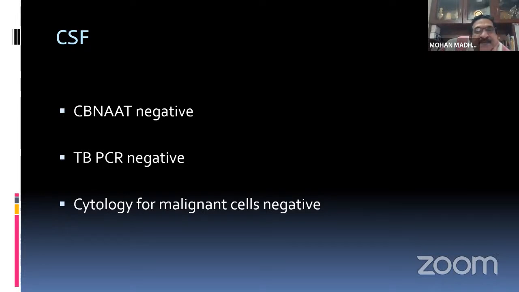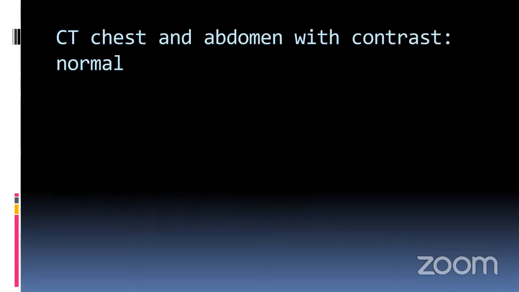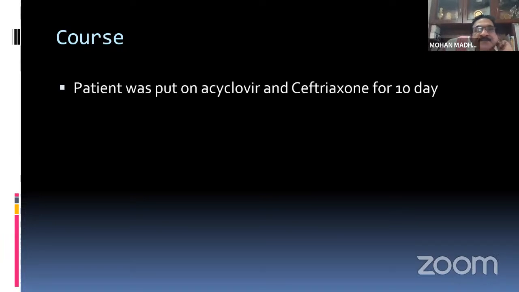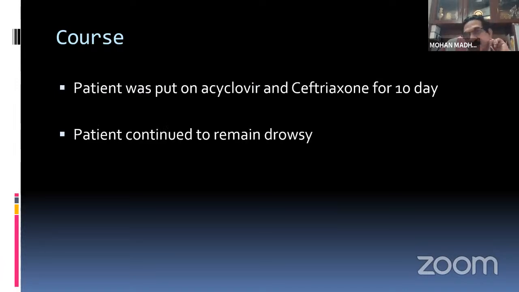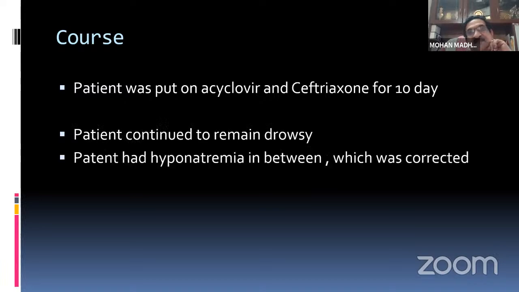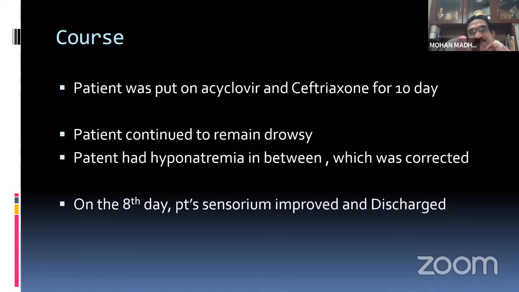to what it is. So, CT chest and abdomen was taken with contrast, which is normal. There's no source of any tuberculous focus or anything suspect or any neoplastic cause. So, the patient was put on acyclovir and ceftriaxone for 10 days. The patient continued to remain drowsy. Subsequently, the patient was found to have hypernatremia in between, which was corrected. And on the 8th day, the patient's sensorium improved and he was discharged.